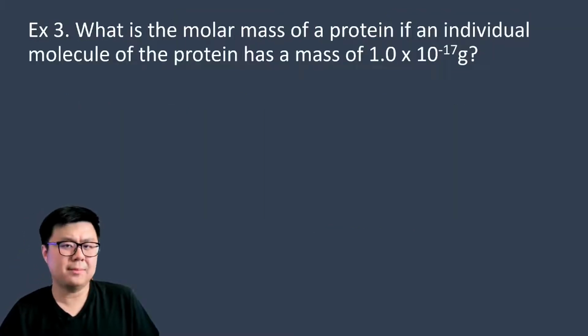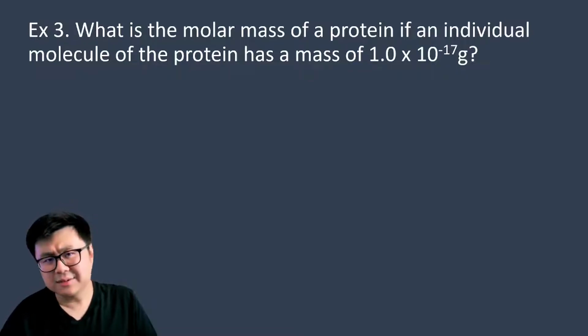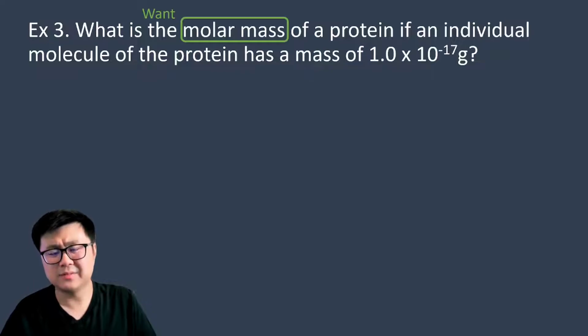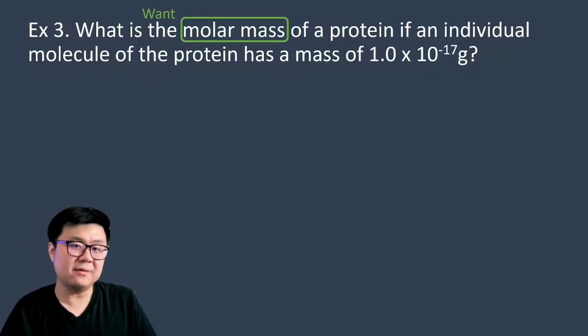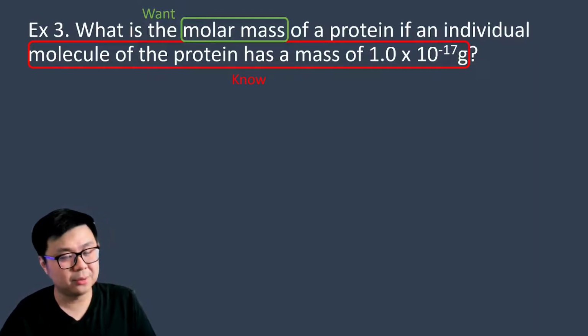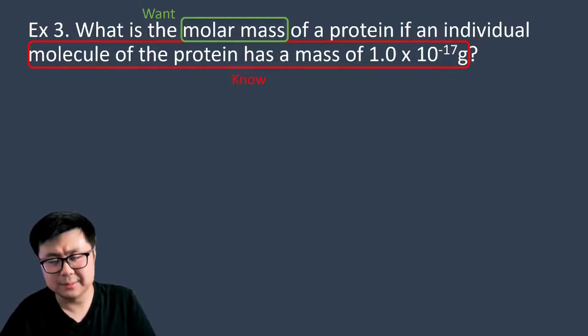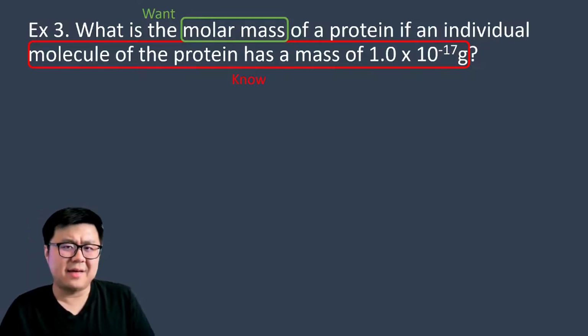What is the molar mass of a protein if an individual molecule of that protein has a mass of 1 times 10 to the power of negative 17 grams? Well, what are they asking for? They want the molar mass of a protein. I know, that's a bit weird. We'll talk about that in a second. And what did they give us? Well, they gave us that an individual molecule of that protein has a mass of 1 times 10 to the power of negative 17.